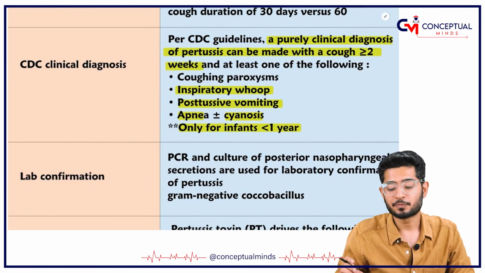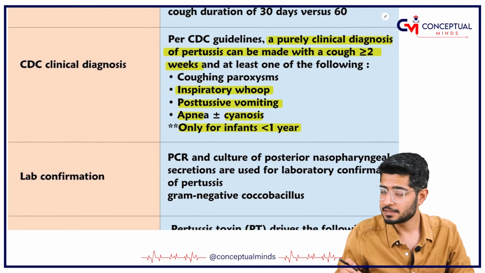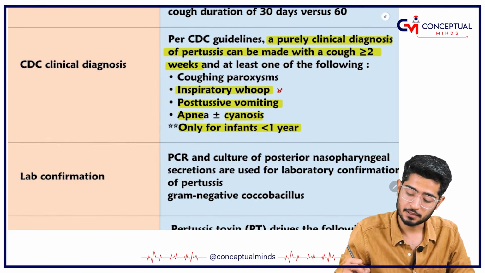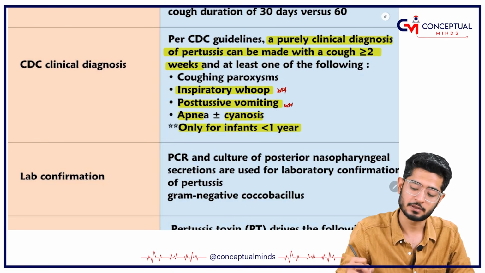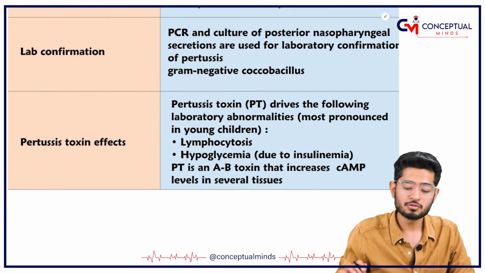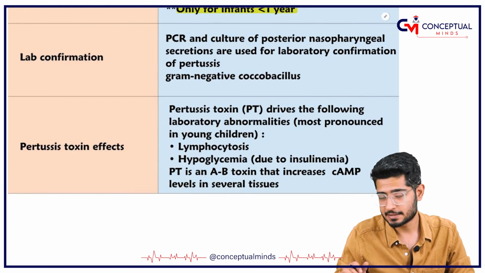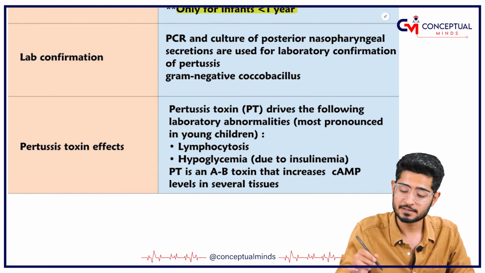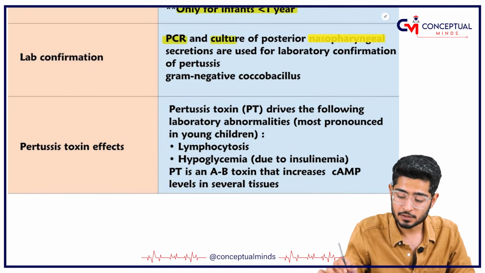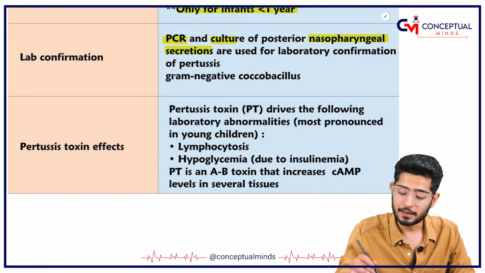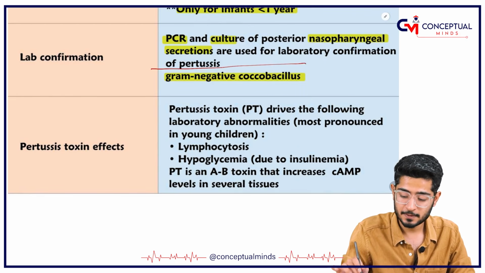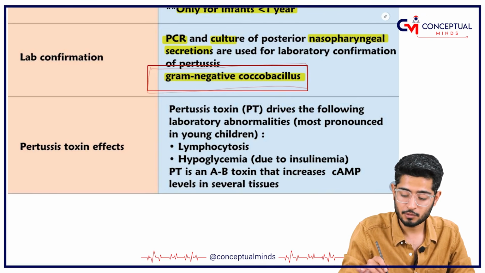Just remember that pertussis has a clinical diagnosis if there is an inspiratory whoop, vomiting, apnea, cyanosis, all these things present. So how do we microbiologically say that this is a whooping disease? We have to do PCR and culture of mostly the nasopharyngeal secretions, and this is a gram-negative Coccobacillus.